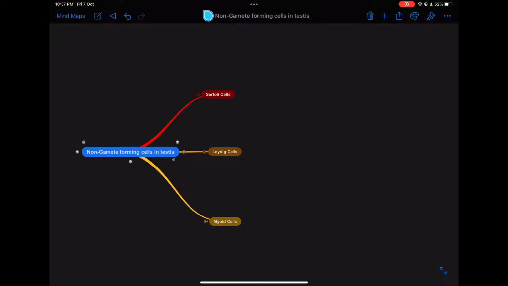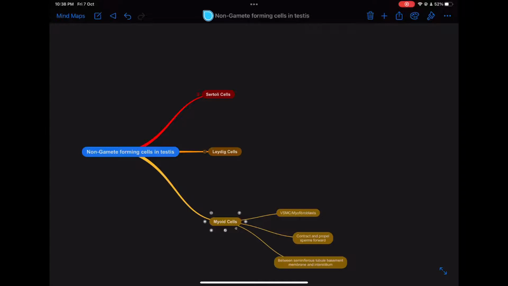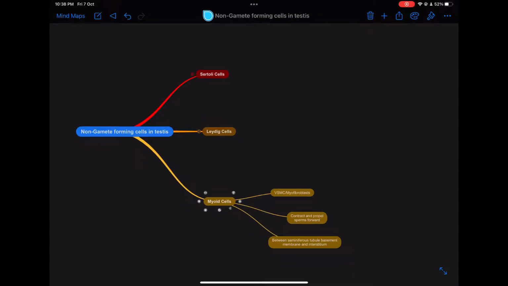Okay, and I'm going to start with the easiest one, which is the Myoid cell, right? So these Myoid cells are actually derived from the vascular smooth muscle cells, which are also known as myofibroblasts, and they mainly help in contraction and propulsion of the sperm out of the seminiferous tubules. And these Myoid cells are present between the basement membrane of the Sertoli cells and the interstitial space. Okay, and the vascular smooth muscle cells are also actually present in the tunica media of our blood vessels.